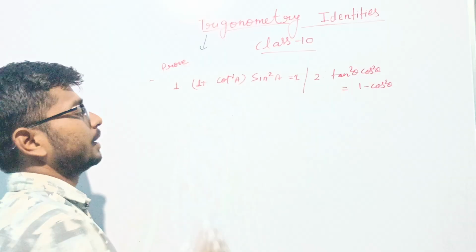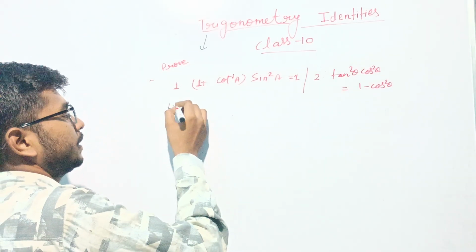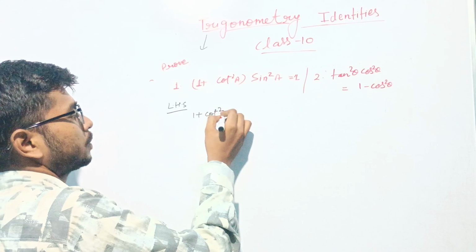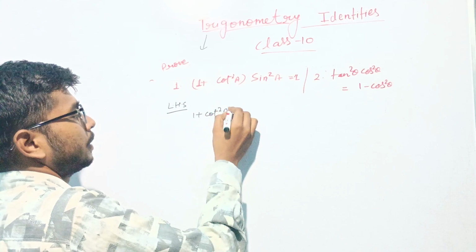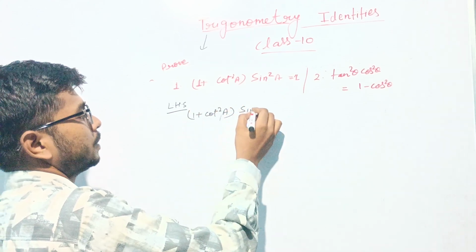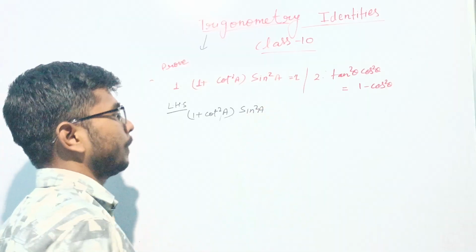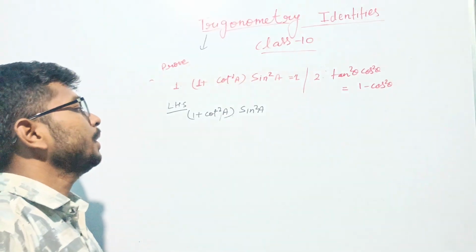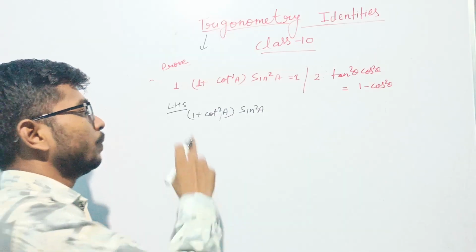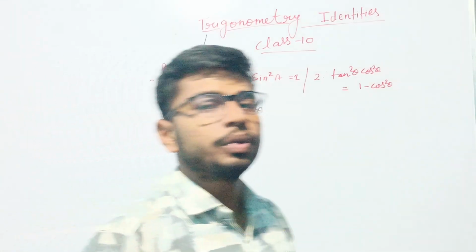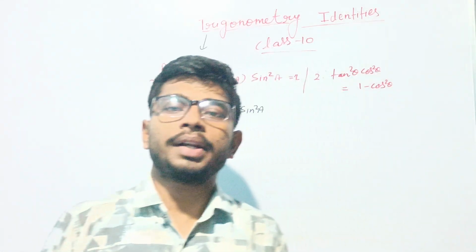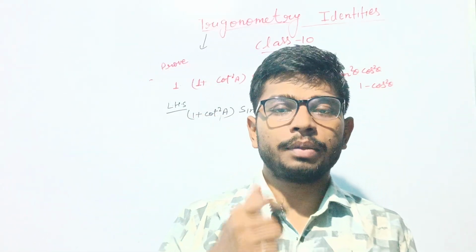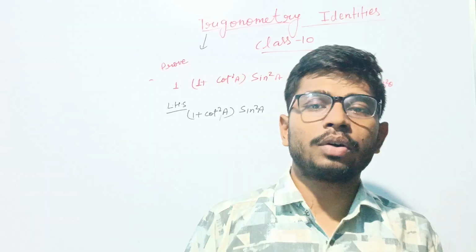Take LHS. So LHS is 1 plus cot square a into sin square a. We have to find 1. If we get 1, it will be proved. So 1 plus cot square a, I told you one formula: 1 plus cot square a is cosec square a. So in place of 1 plus cot square a we can write cosec square a.